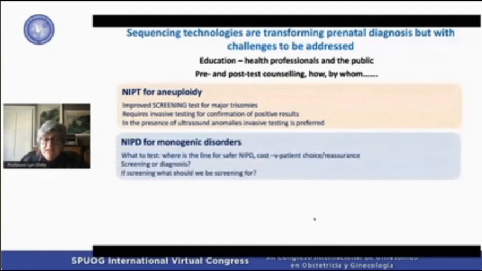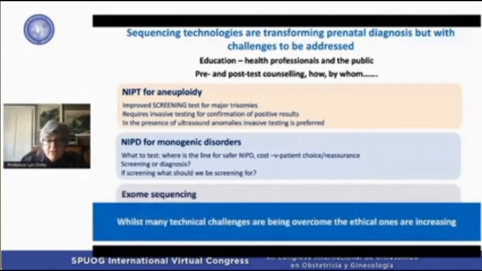NIPD, so non-invasive prenatal diagnosis for monogenic disorders in families at known increased risk, is certainly here in the UK, but we need to decide what to test, where is the line for safety testing, should it be screening or diagnosis, and if it's going to be screening, what should we be screening for? So a lot of questions to ask, but I do think that we've made huge progress.